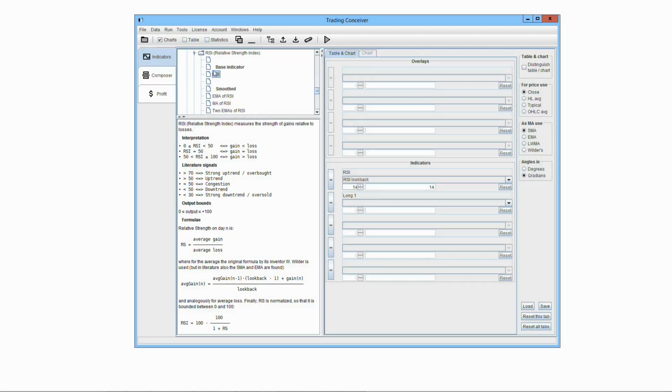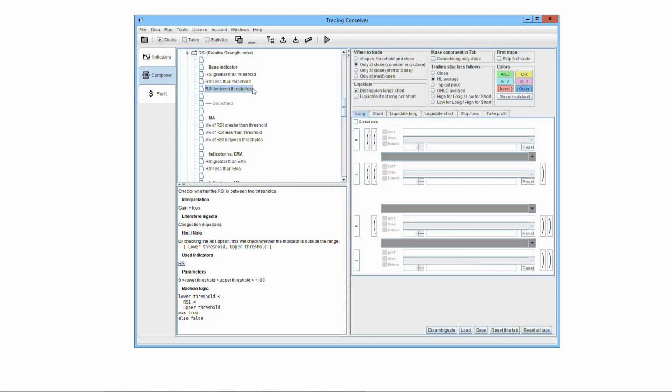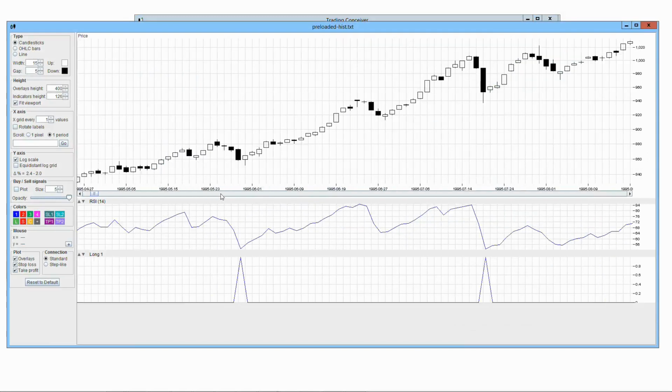According to literature, if the RSI is around 50, there is a congestion. By selecting the RSI between thresholds algorithm and inputting, for instance, lower threshold 45, upper threshold 55, you can see when this happens.